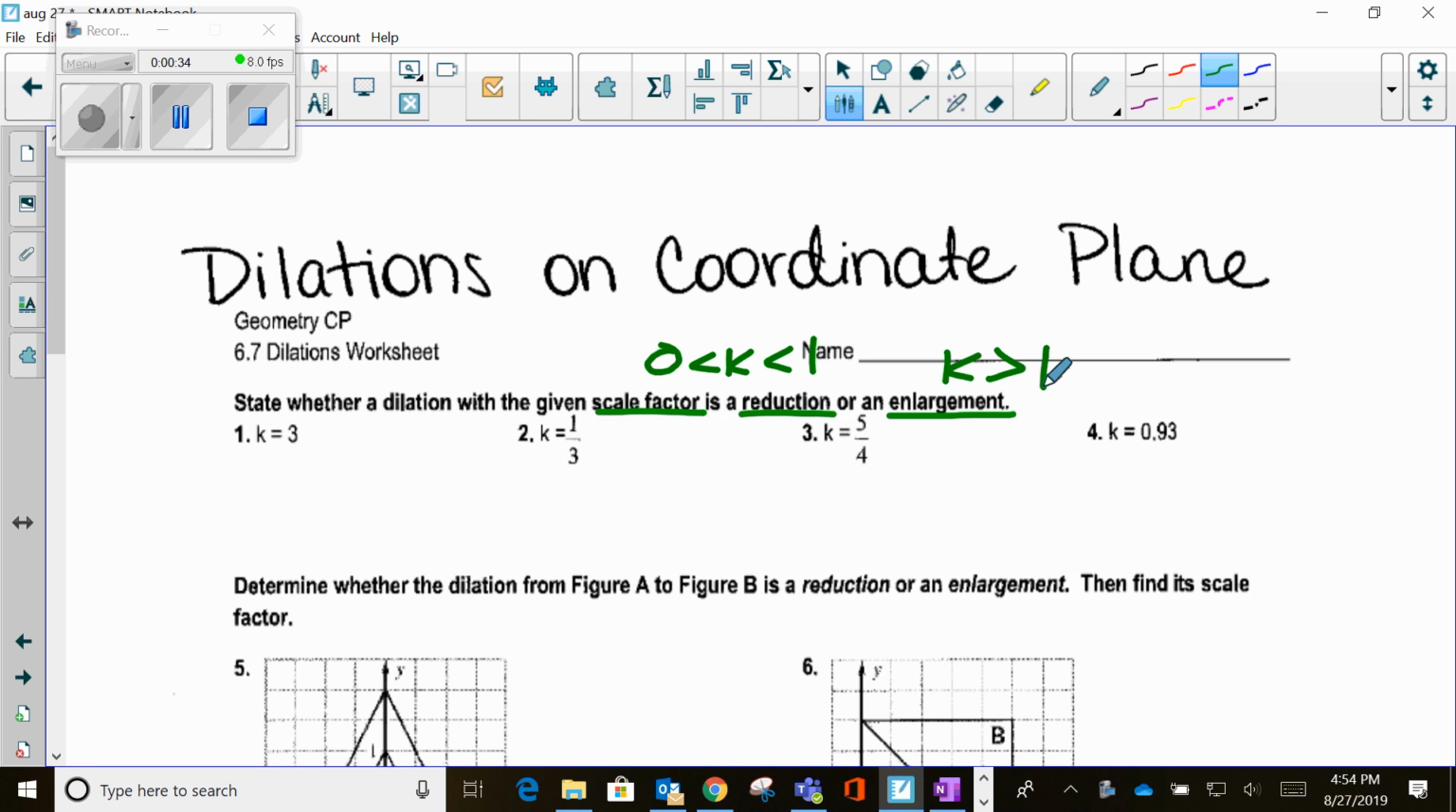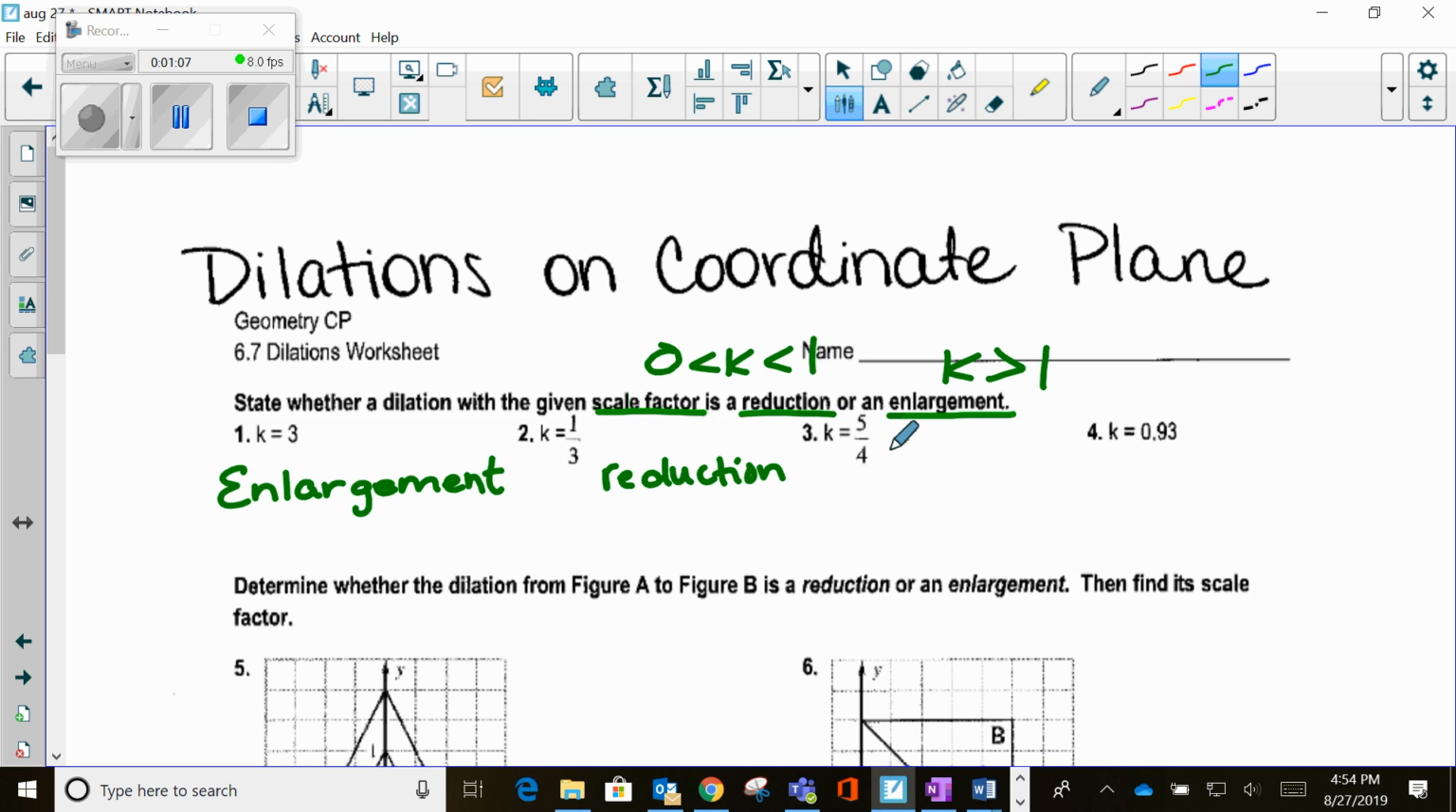So if we look at these examples, if K equals 3, this number is greater than 1, so that means this is an enlargement. And it's saying that you are making the image 3 times bigger than the original. If I look at number 2, K equals 1/3. This means you are taking 1/3 of the size, or you are multiplying the image by 1/3, making it 1/3 smaller. So that is a reduction.